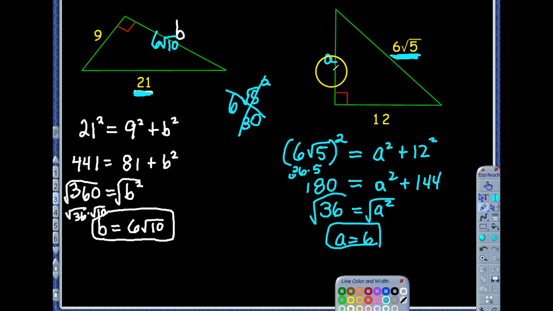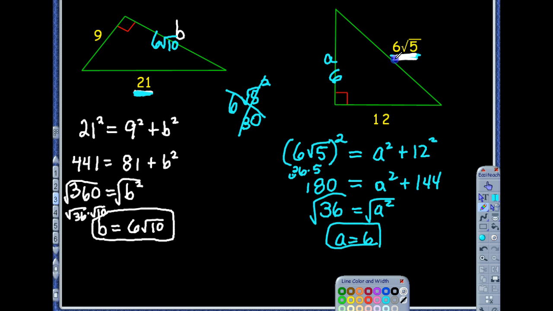And looking at that, we've got a 6, a 12, and a 6 radical 5. Well, that's one that's a little bit harder to tell just by looking at it for sure that 6 radical 5 is bigger. But if you type 6 radical 5 into your calculator, you get 13.42 approximately, which is bigger than the 12, and it's bigger than the 6.